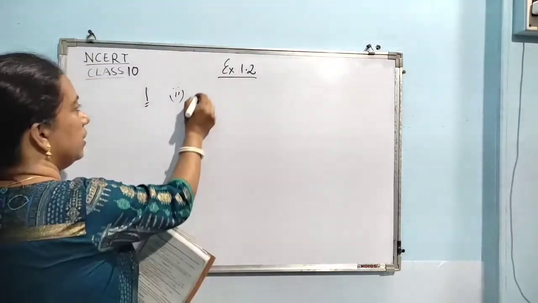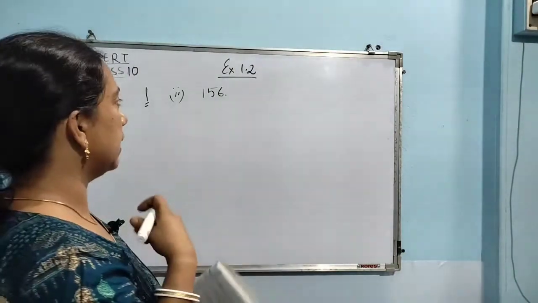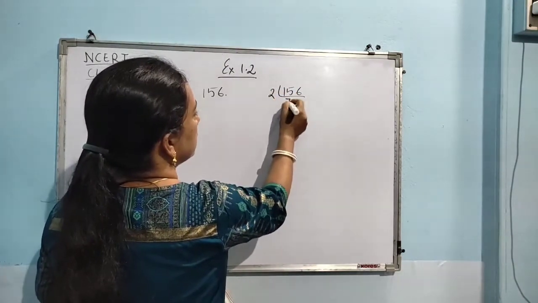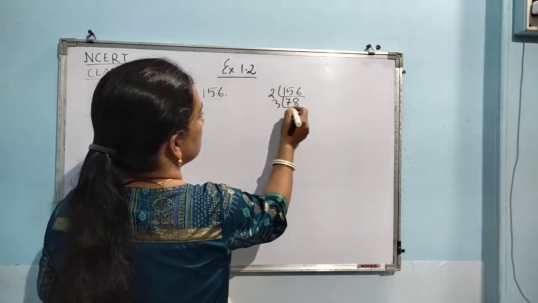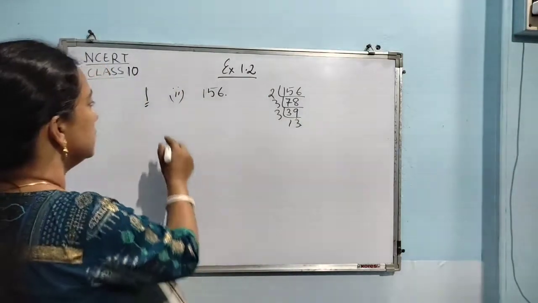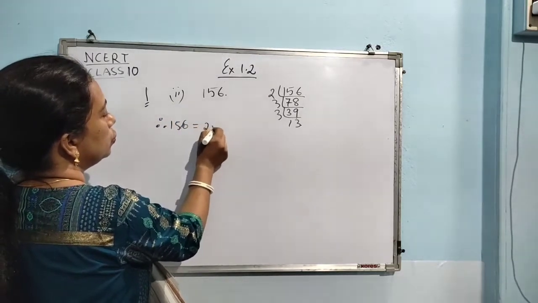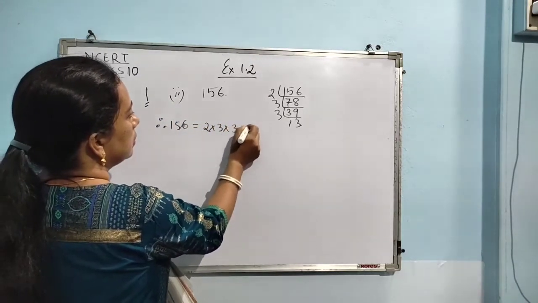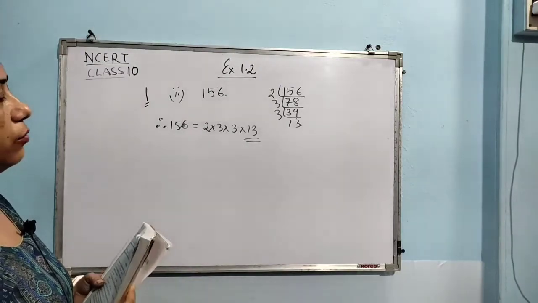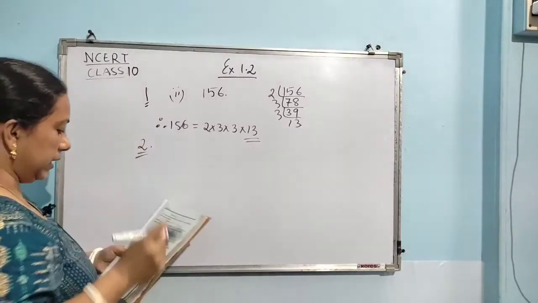156. We have to express this one as a product of its prime factors. So this is nothing but prime factorization. 2 7s are 14, 2 8s are 16, 2 3s are 6, 2 9s are 18, 3 1s are 3, 3 3s are 9. So here we are left with all prime numbers. It means that it can be stopped here. Therefore 156 is equal to 2 into 3 into 13. So this is the prime factorization of 156. Done.